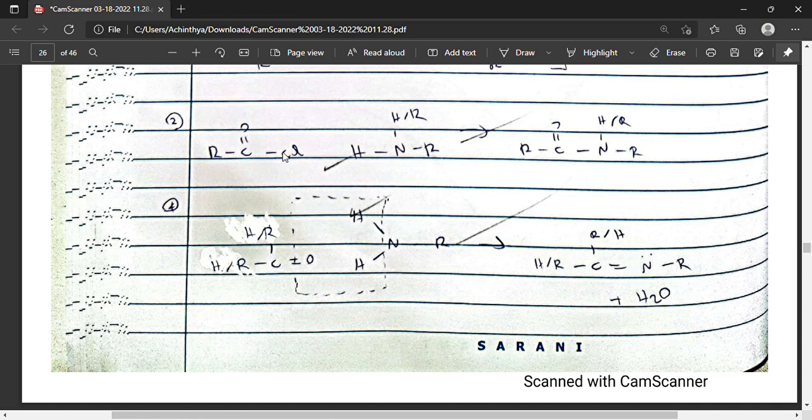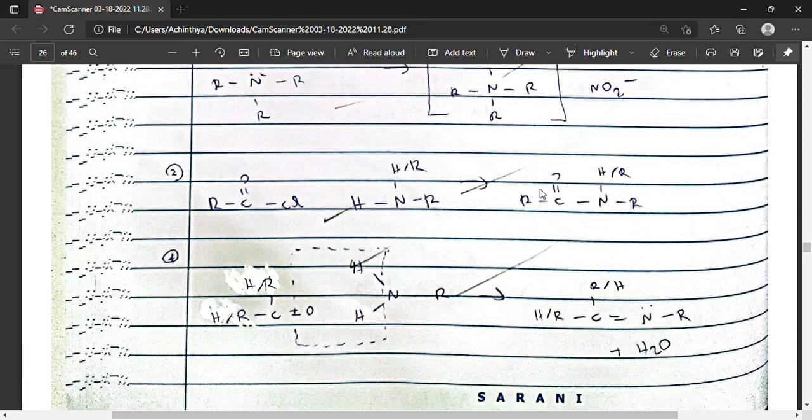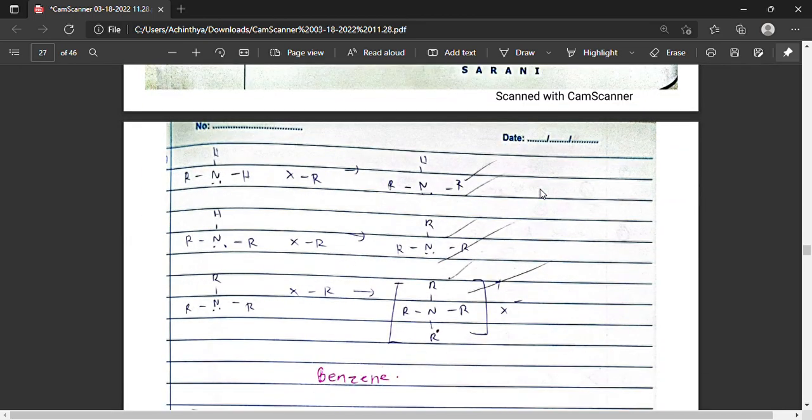See, acid halides and carbonyl compounds produce two different kinds of compounds. It's very easy to confuse them, so take note of this. It helps a lot.